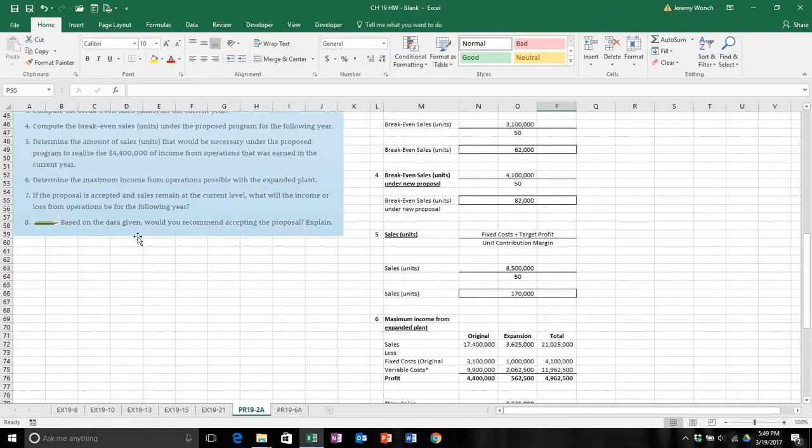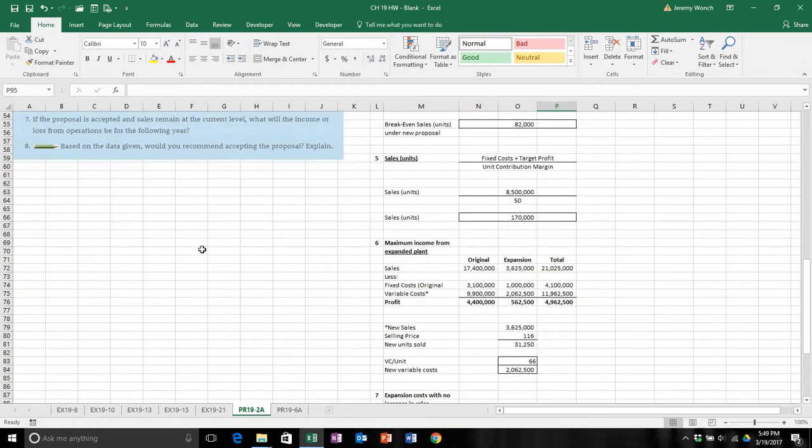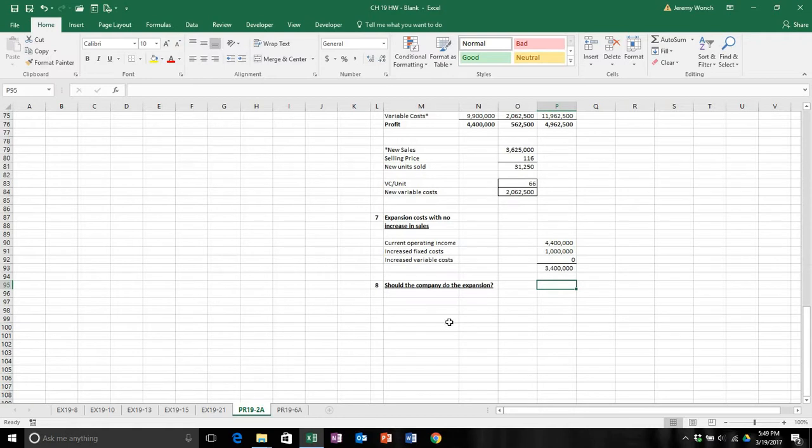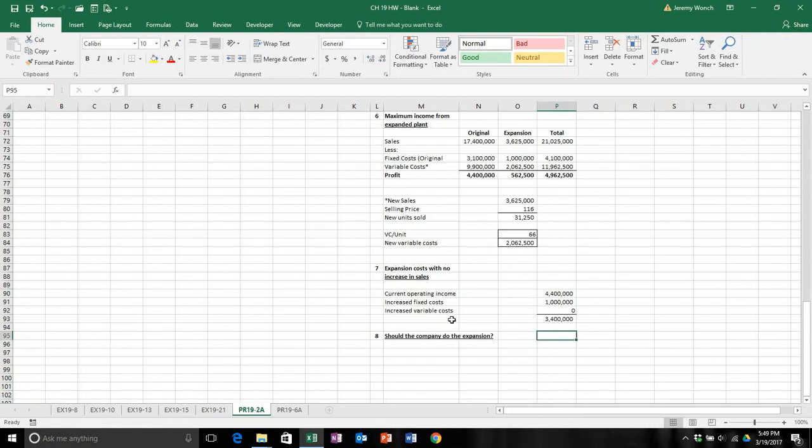So then the last one, based on the given data, would you recommend accepting the proposal? I guess the short answer is, well, it depends. If all these projections are true, and by expanding the plant we do increase sales, then yeah, hey, let's accept it, because we'll increase our income by $500,000. But on the other hand, there's some risk to that, because in order to get this increase, we're going to have to up our sales. So it really comes down to how confident we are that we can actually increase the sales.